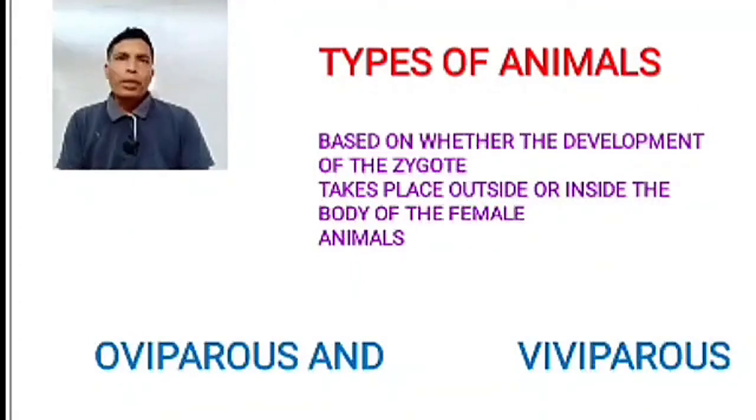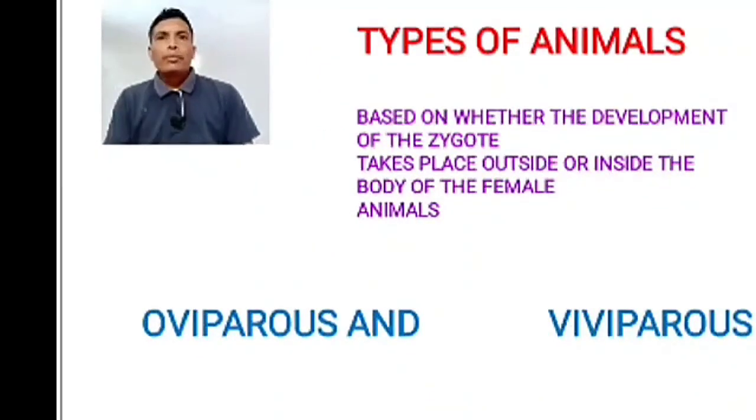Now, let us see different types of animals based on whether the development of the zygote takes place outside or inside the body of the female. Organisms are of two types, oviparous and viviparous. You have already learned that the animals in which development of zygote takes place outside the female parent are called oviparous. These animals lay fertilized eggs covered with hard calcareous shell in a safe place in the environment. Examples of oviparous are reptiles and birds.